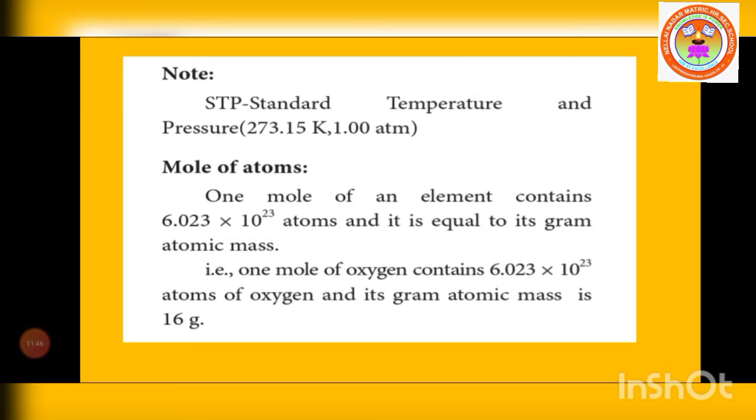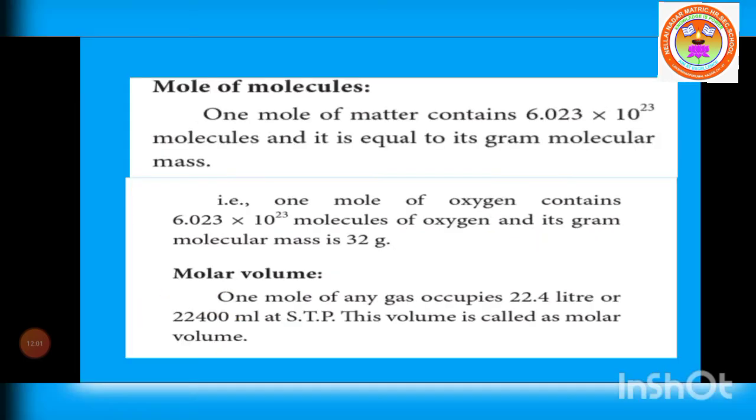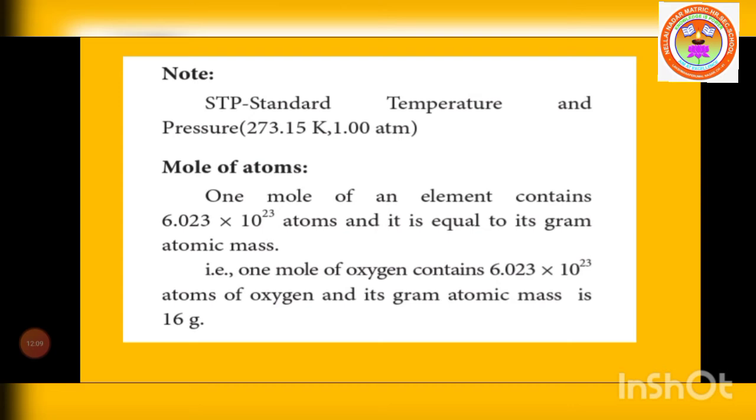So oxygen is a diatomic, so 2 oxygens are chemically combined. 1 oxygen atomic mass is 16, so gram atomic mass is 16. So already we know about the mole of atom. 1 atom of oxygen mass is 16. So 1 mole of oxygen atoms contains 6.023 × 10 to the power of 23 atoms.